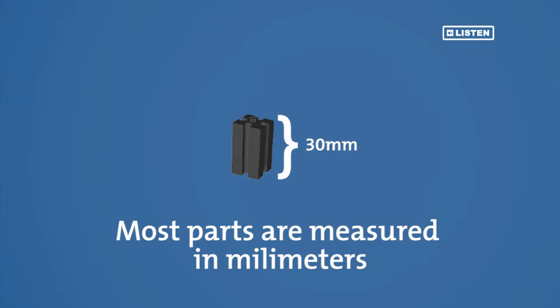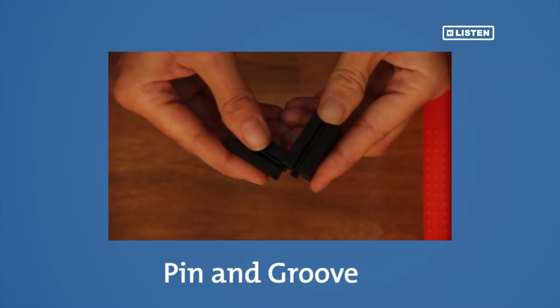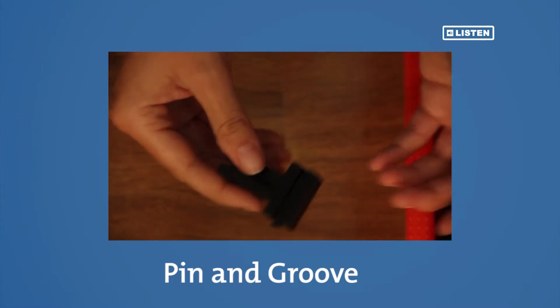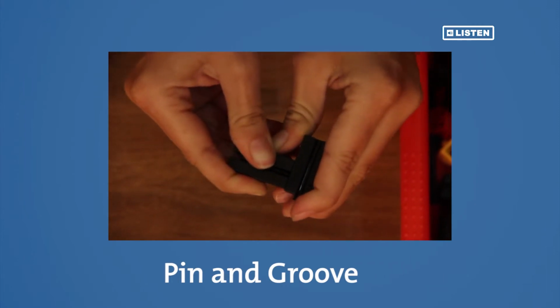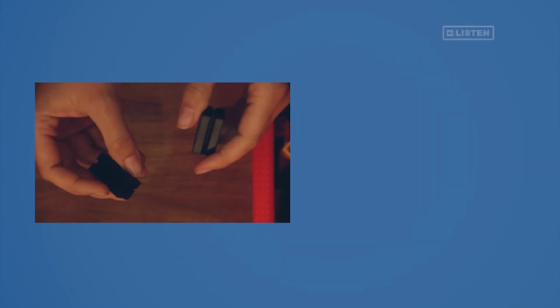In the engineering kit, most parts are measured in millimeters. You can use the building block 30 or building block 15 to measure all the parts. How do we connect these parts? We slide a pin into a groove. Can everyone please connect a building block 15 and a building block 30 as shown in the video?